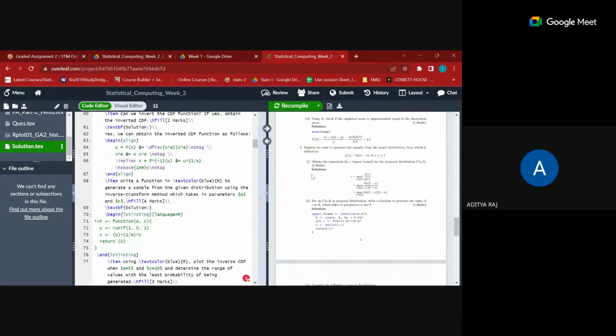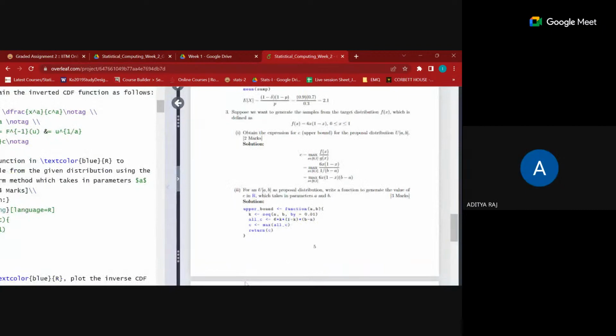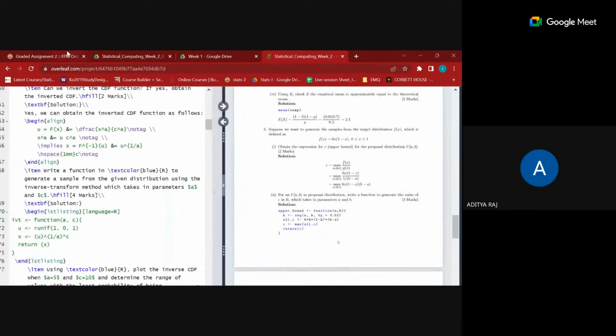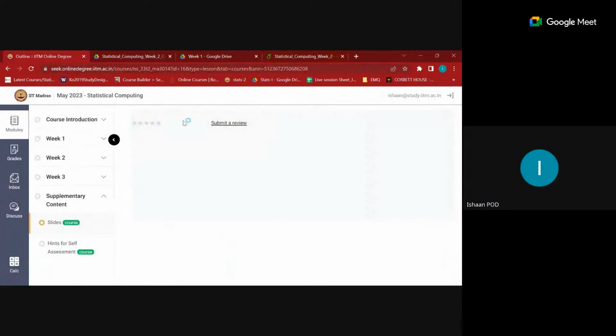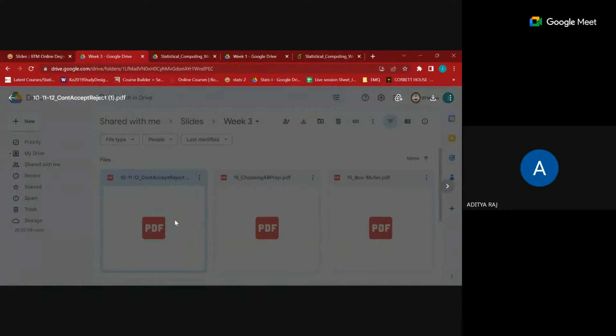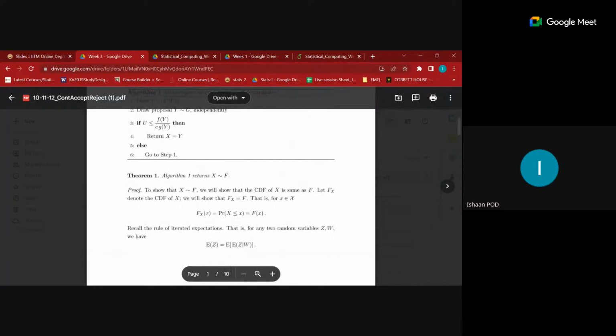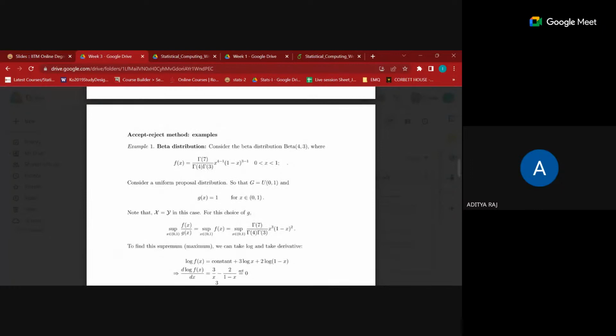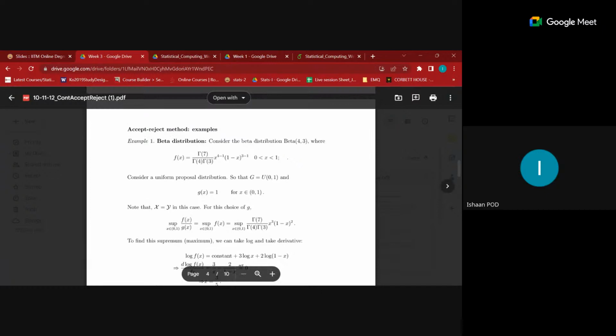Sir, I have a doubt. Yeah. Sir, I didn't understand the beta distribution, in the week 3, first slide. Just below, ma'am takes g(x) equal to 1. I didn't get why she takes g(x) equal to 1. Okay, first slide only, right? The beta distribution accept-reject method example. Yeah, this one. I don't understand this whole f(x). What is it? Your f(x) is the PDF of beta with parameters 4, 3.